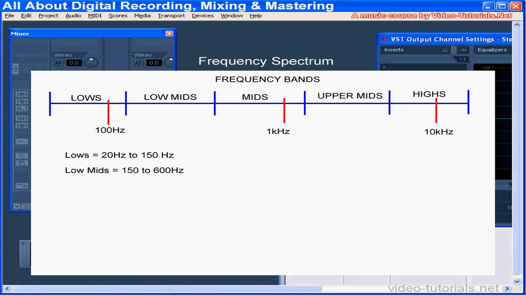The lows and the low mids can be tricky to integrate well. Too much energy down in these bands will definitely weigh your work down. It'll sound muddy and low.